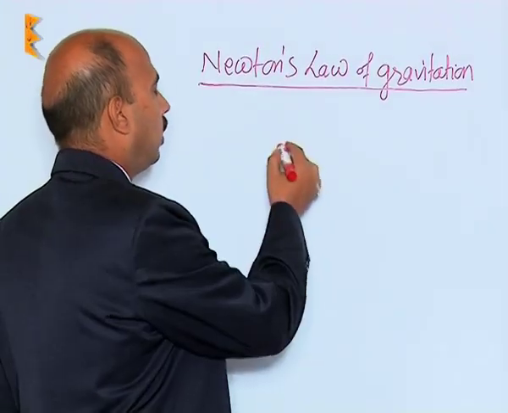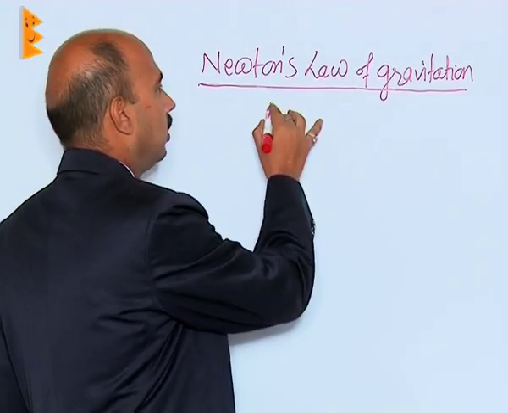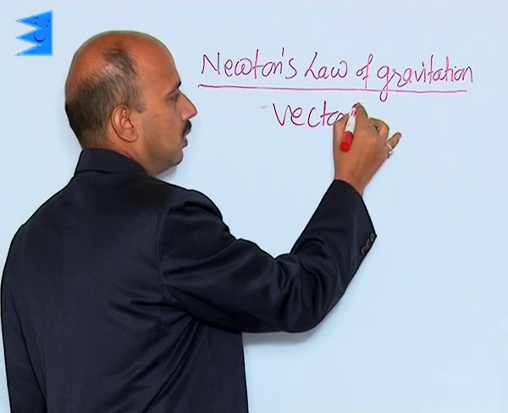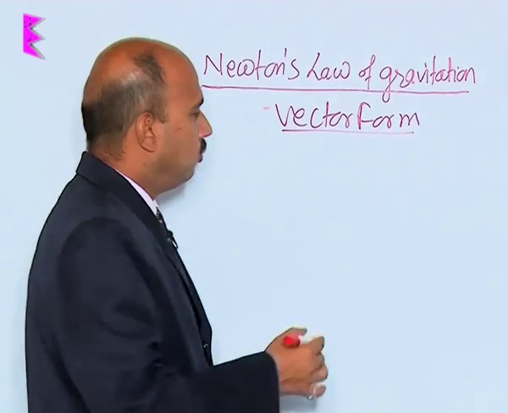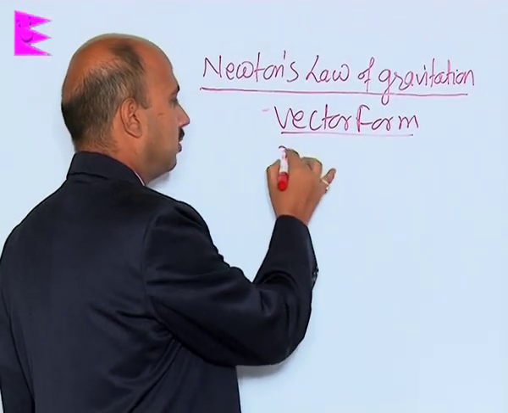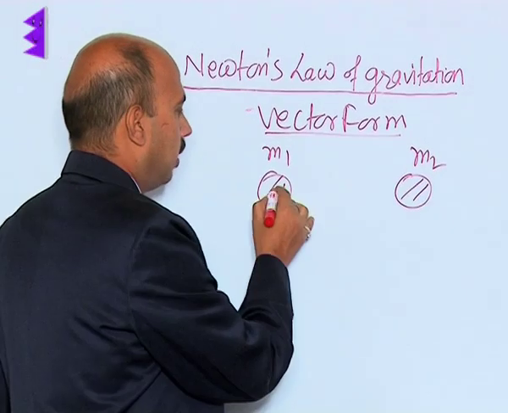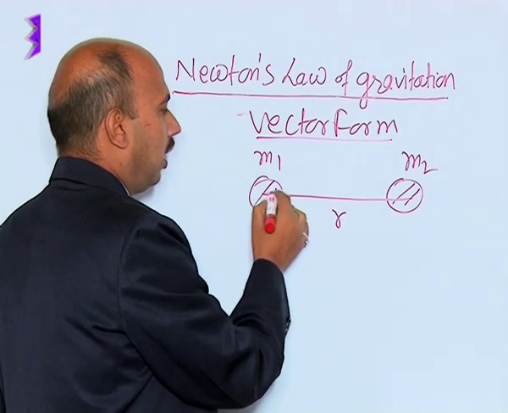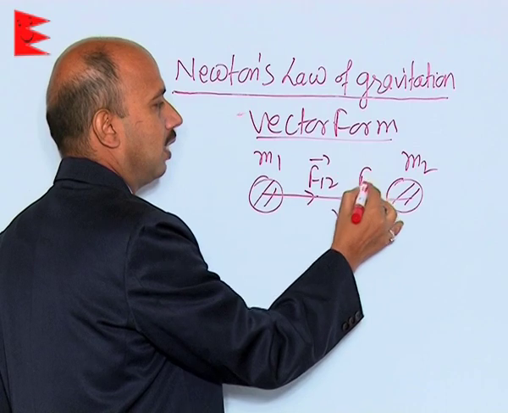Suppose you have two bodies here. Now I am discussing Newton's law of gravitation in vector form. If you are using the vector form, obviously you have to use direction. Suppose there are two bodies, masses m1 and m2, joined by this line, a distance r, and F12 is acting to this side and F21 is acting to this side.